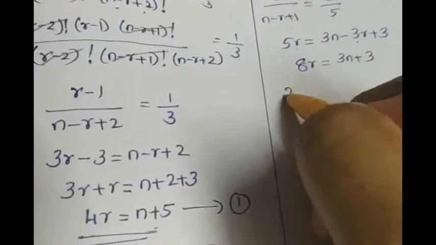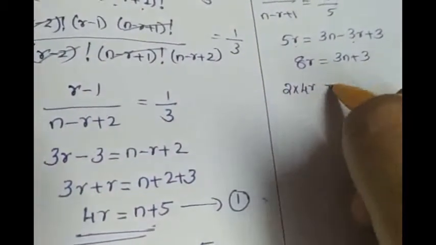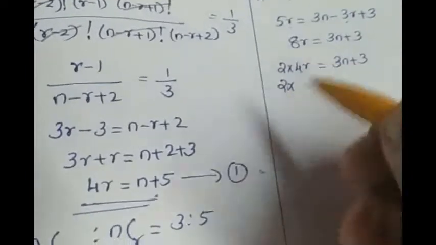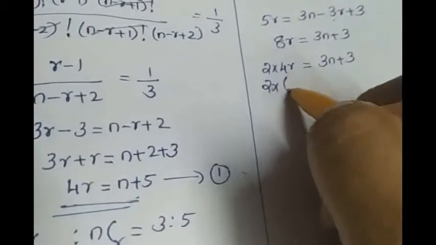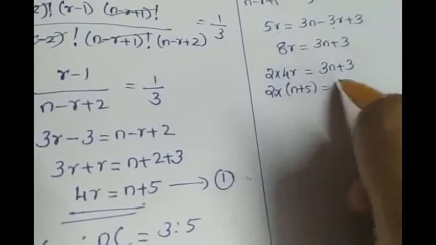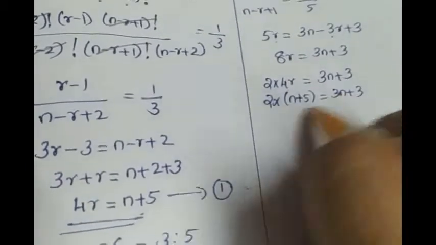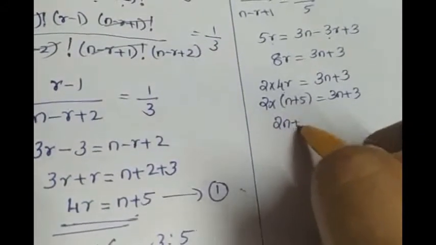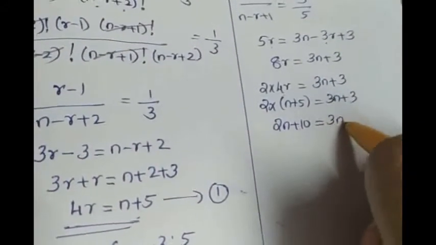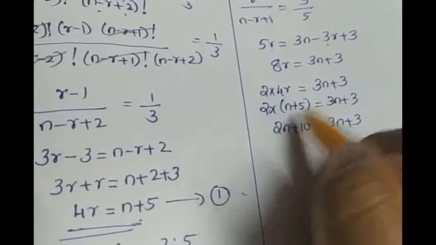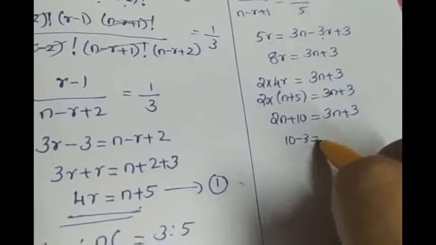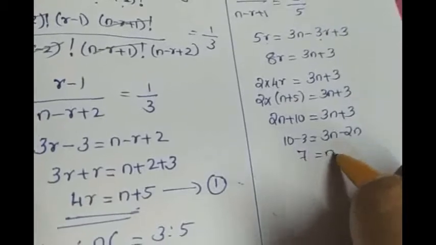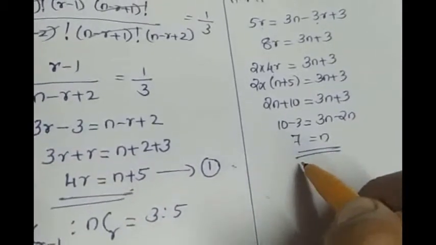So 8r can be written as 2 into 4r is equal to 3n plus 3. So 2 into, instead of 4r, I am going to give this value, (n plus 5) is equal to 3n plus 3. So we are getting an equation containing n only. So we can solve easily. 2n plus 10 is equal to 3n plus 3. Collect constant terms to one side. So 10 minus 3 will be equal to 3n minus 2n. So we are getting n is equal to 7. So the value of n is 7.